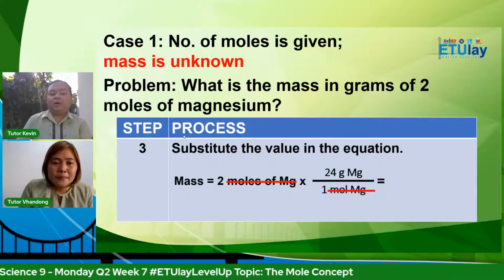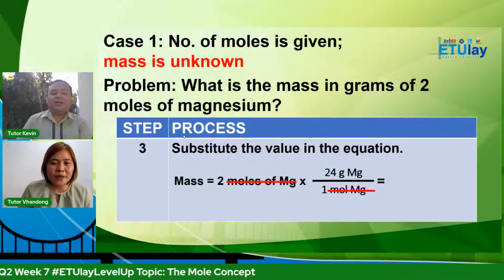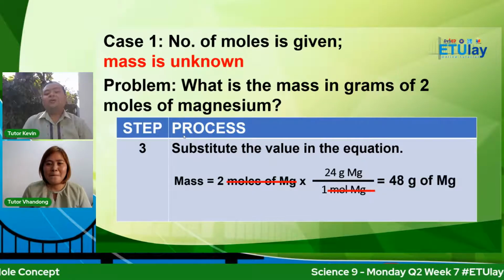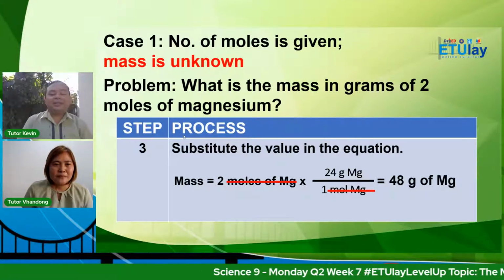Kasi we are looking on mass. The mass, no? Okay, so 2 moles, 2 times 24 divided by 1 is 48 grams of magnesium.